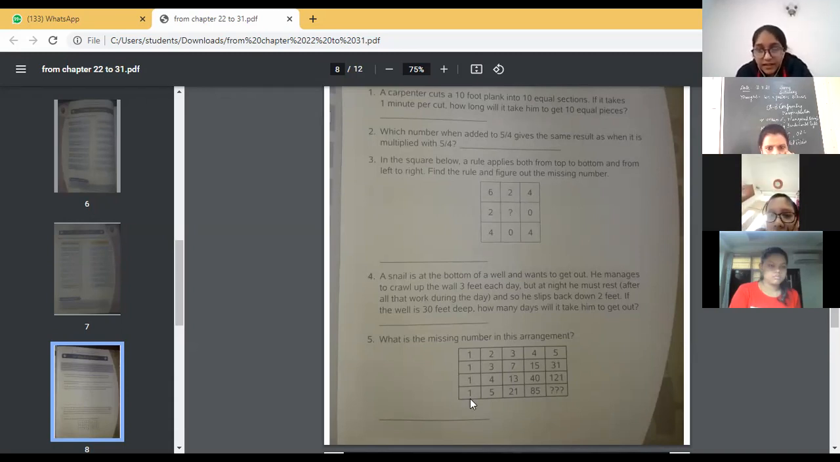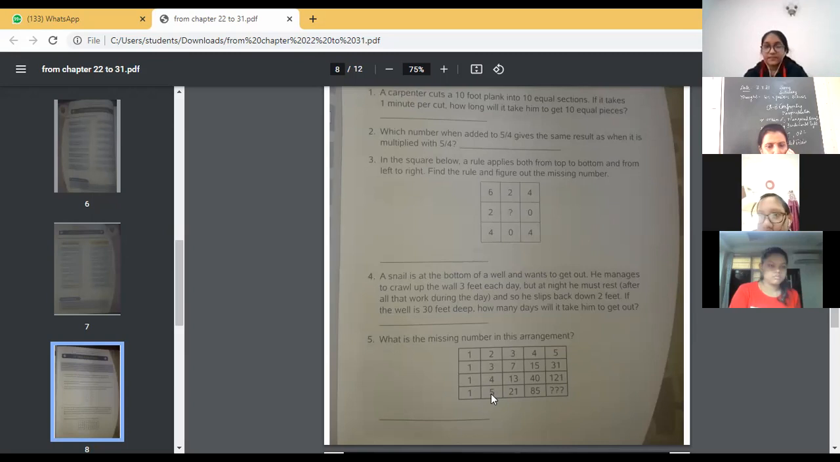Ma'am, again it's 3. Now we are multiplying by 3. 4 multiplied by 3 is 12, plus 1 added, 13. 13 by 3 is 39, plus 1 is added, 40. 40 multiplied by 3 is 120, and 1 is added. Similarly with the 4.